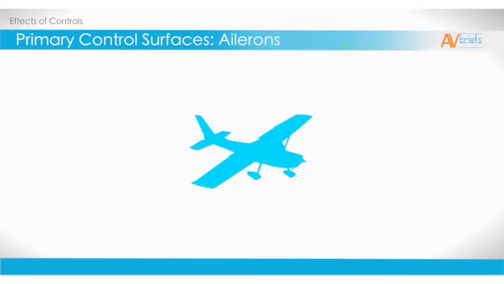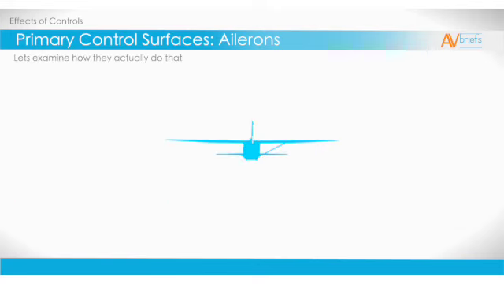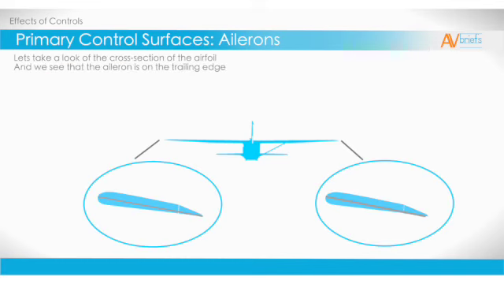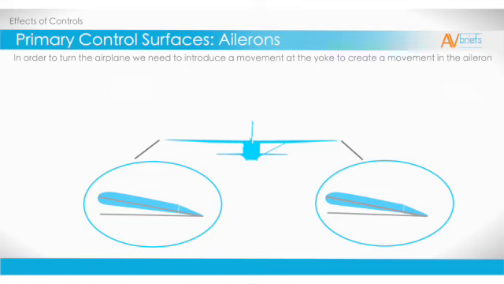The ailerons are incredibly important, as they allow us to bank the aircraft left and right and therefore turn. They control roll along the longitudinal axis. Let's examine how they do that. Let's take a look at the cross-section of the airfoil, and see that the aileron is on the trailing edge. With a neutral input at the yoke, there is even angle of attack on both ailerons. In order to turn the airplane, we need to introduce a movement at the yoke to create a movement in the ailerons.